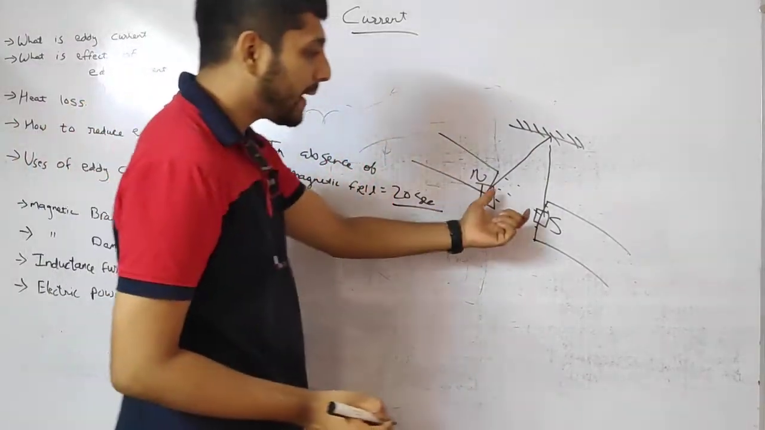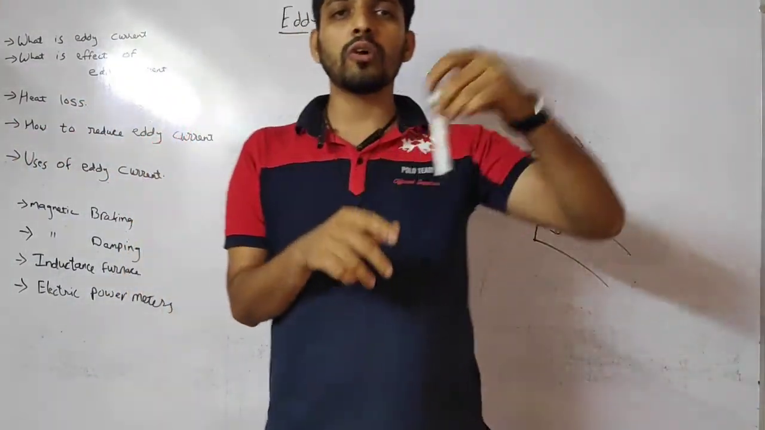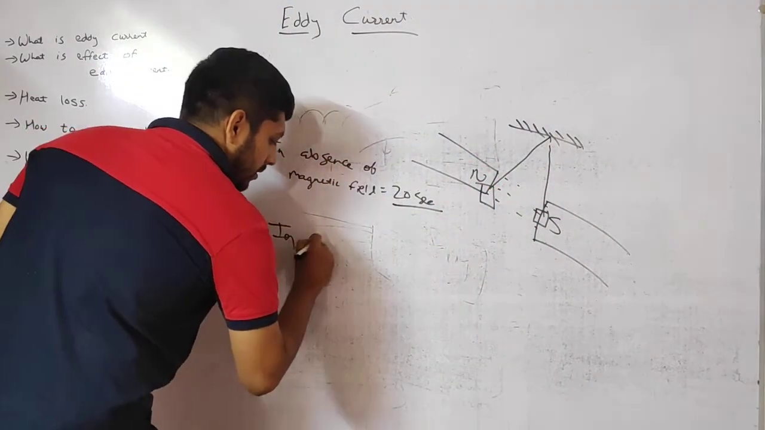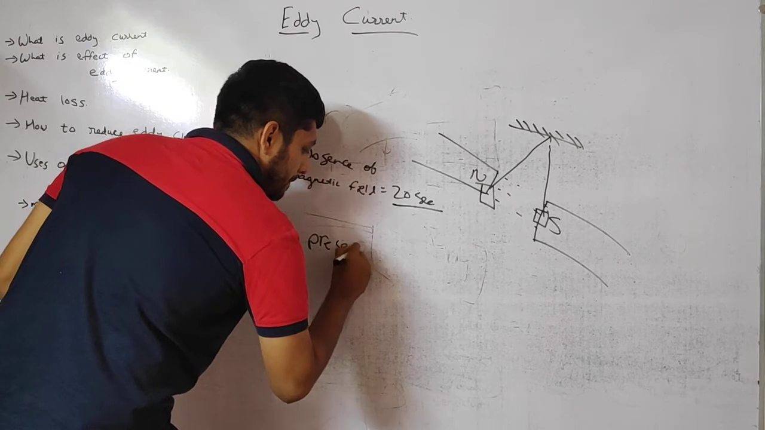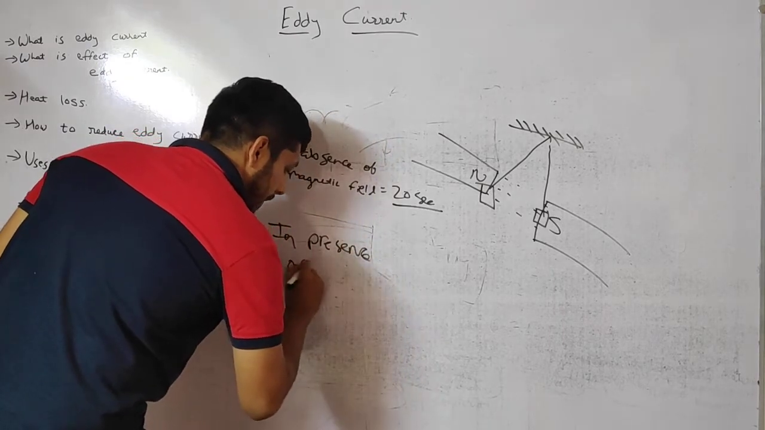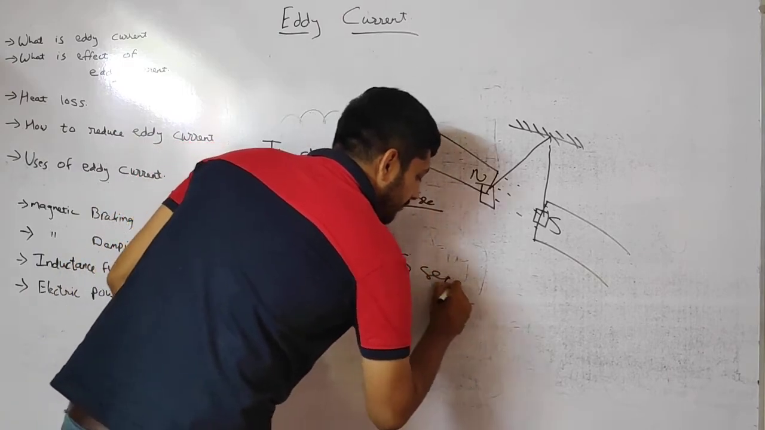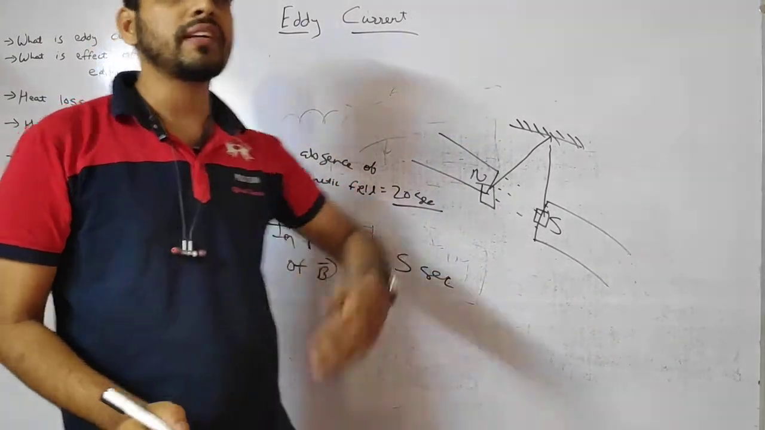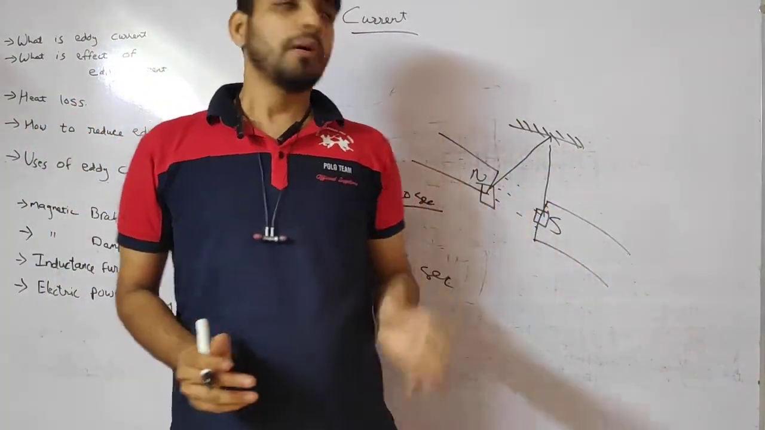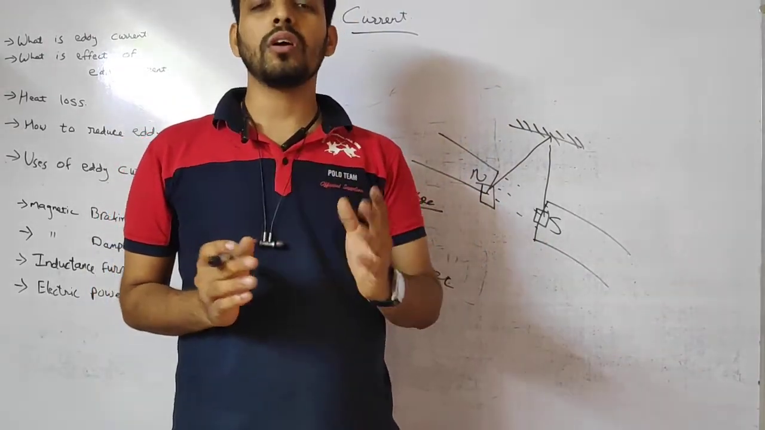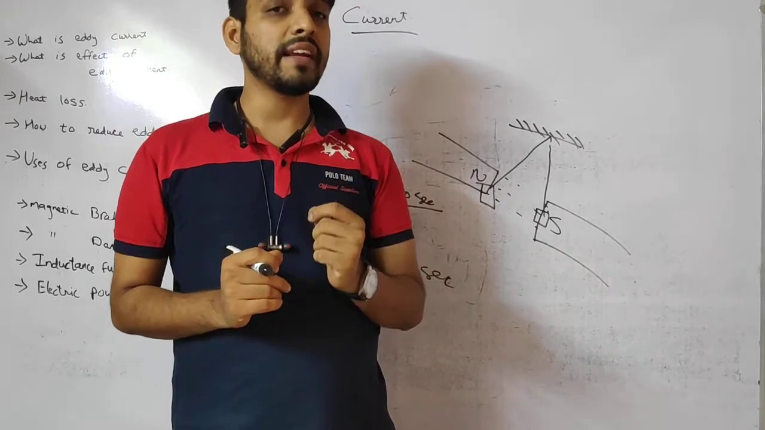Now if I keep the magnets and then allow this rotation, it will come to rest in a very small time in the presence of the magnetic field. It will come to rest in only 5 seconds, or you can say 2 seconds, it may be 3 seconds, it may be 4 seconds, but it is always less than 20 seconds. Why? Because of the induced current. What is induced current and what is the direction of induced current?